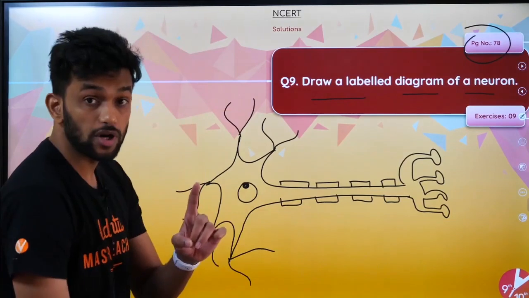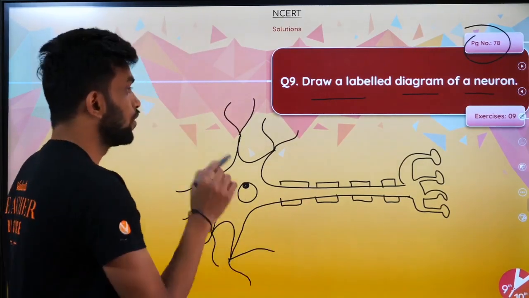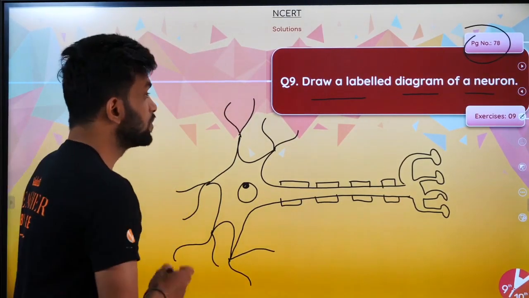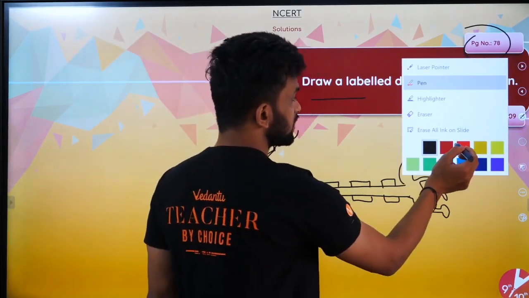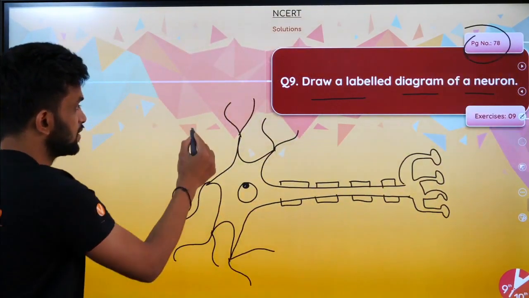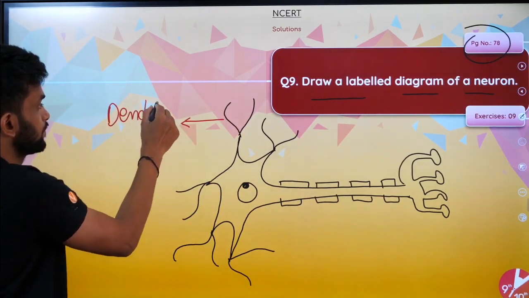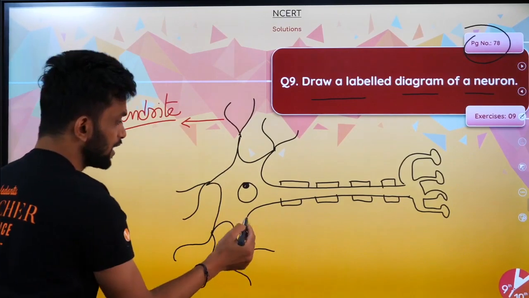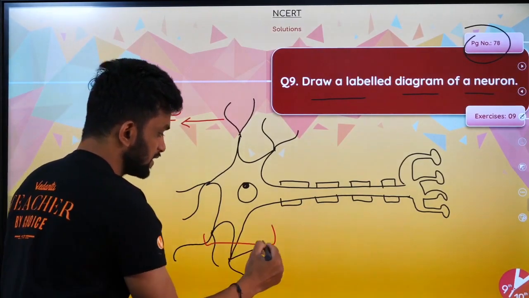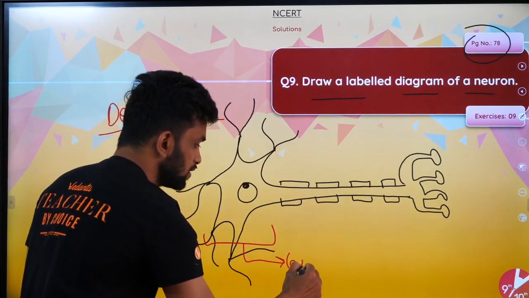Yes guys, then the most important part is labeling. Even if you draw wrong, the labeling should be very perfect. You should not make mistakes in labeling. So let us label it. This is the dendrite. This entire region is called the cell body.